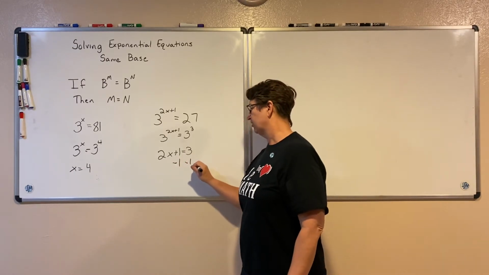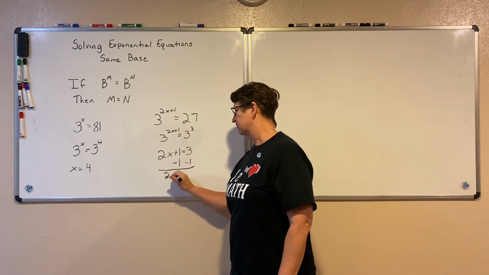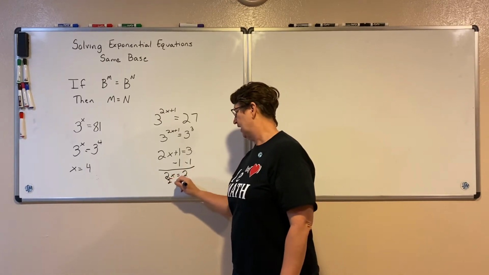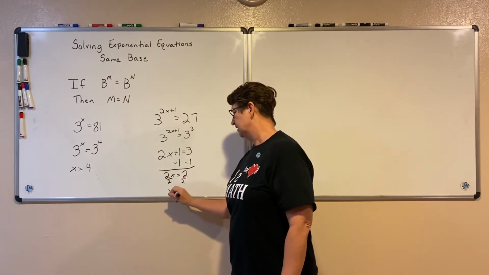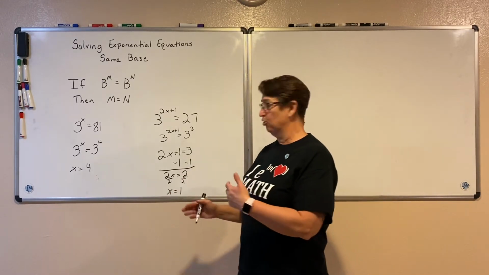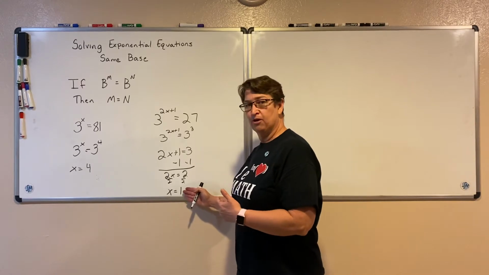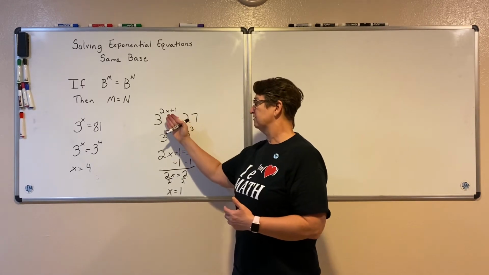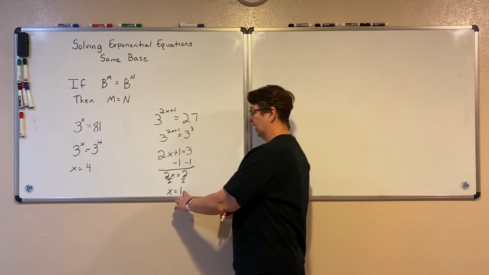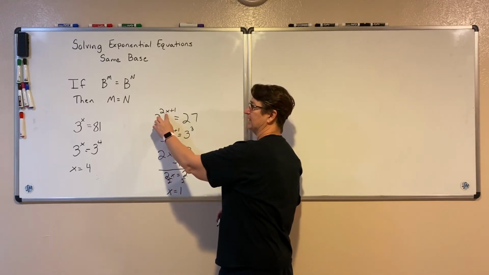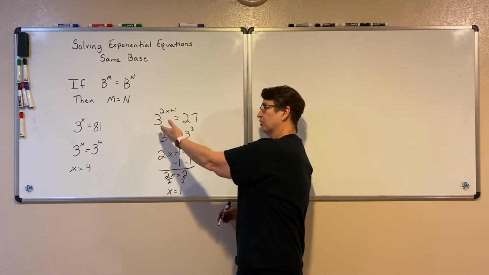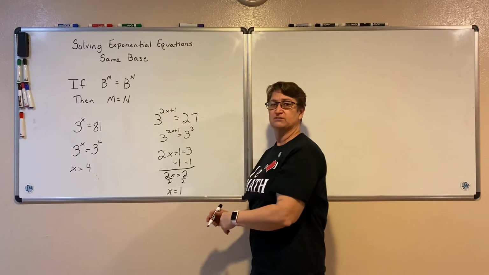Subtract 1 from both sides, and we get 2x is equal to 2. Divide both sides by 2, and we see that x is just equal to 1. Now, I love solving equations because I can always take my solution and substitute it back in to make sure that my answer is correct. So let's do that. Take 1, substitute it back in. 2 times 1 is 2, plus 1 makes 3. 3 to the 3rd power is 27.